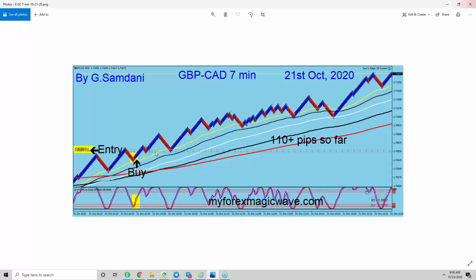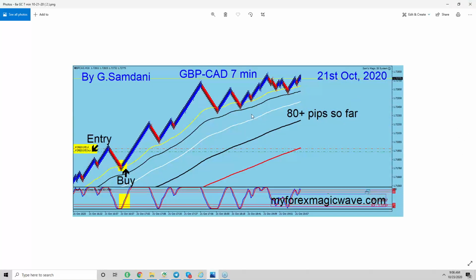Pound CAD 7-minute, you can see a beautiful entry, right? This was the first one I missed, but the second one, and then you can see how many others this guy gave us, going to the upside. A lot of them. So it's 110 pips from here to here. And here again, pound CAD 7-minute, the same day.